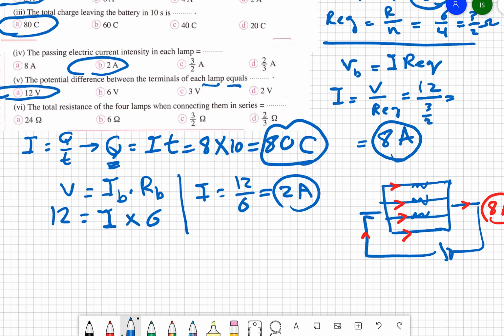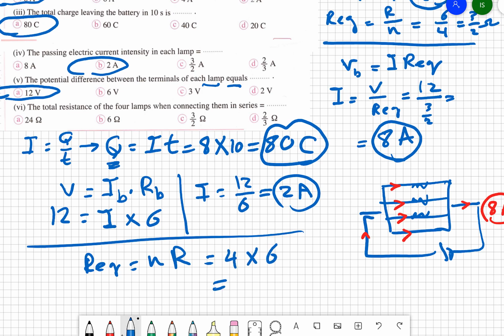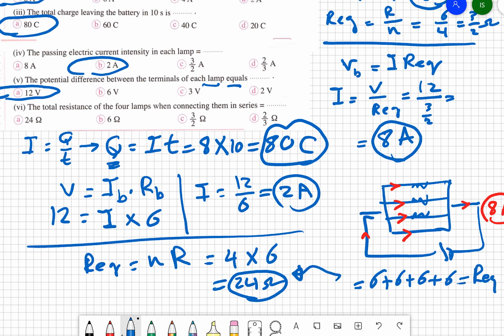The last one, the total resistance of the 4 lamps when connected in series. So when they are connected in series, R equivalent equals N times R. How many resistors? 4 times 6 equals 24 ohms, or you add 6 plus 6 plus 6 plus 6, it yields the same answer. So the final answer is 24 ohms. Let's move to another one.